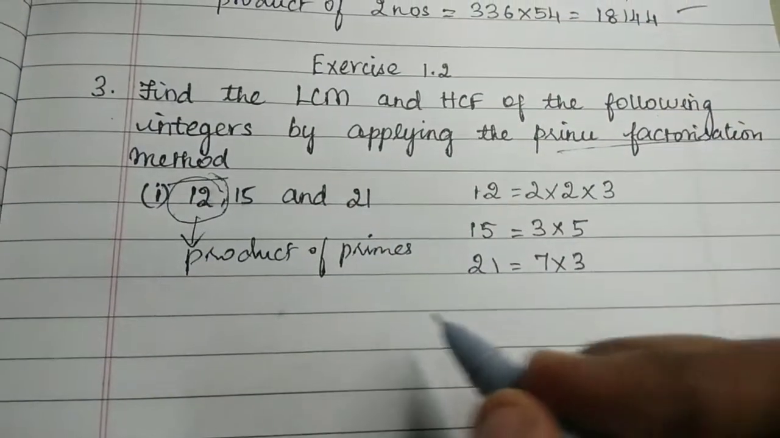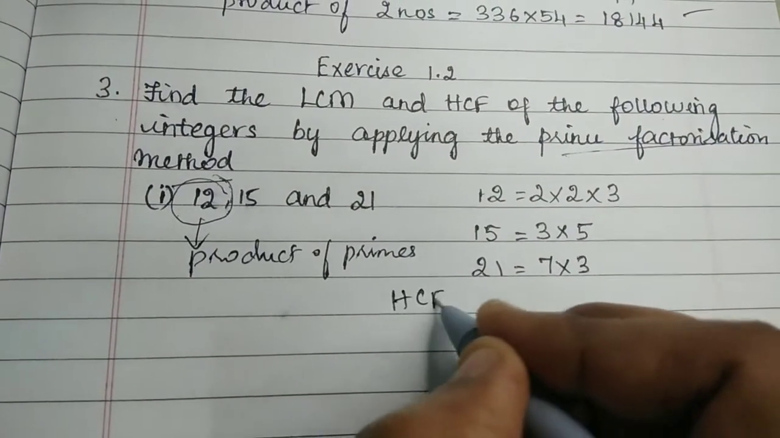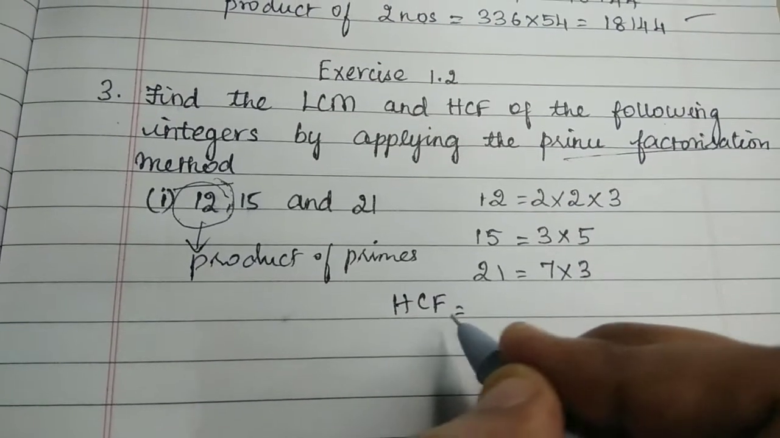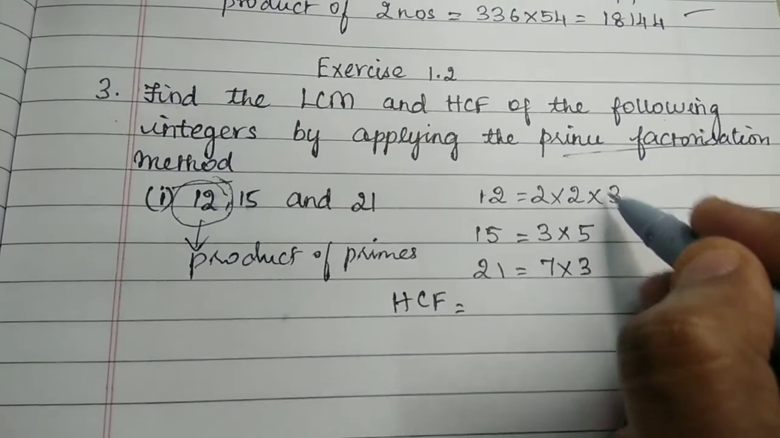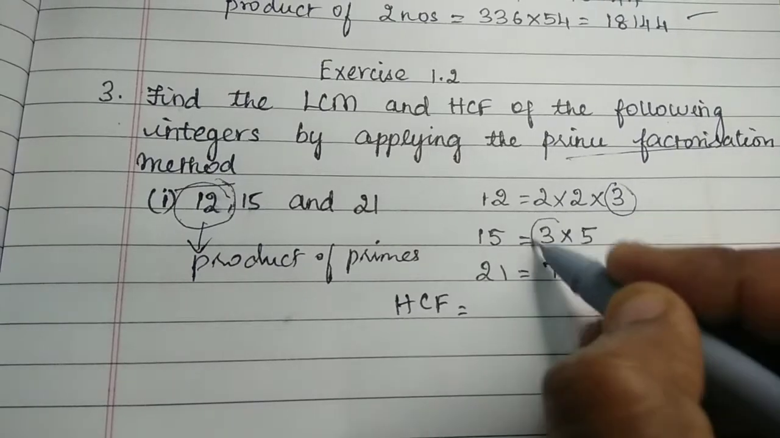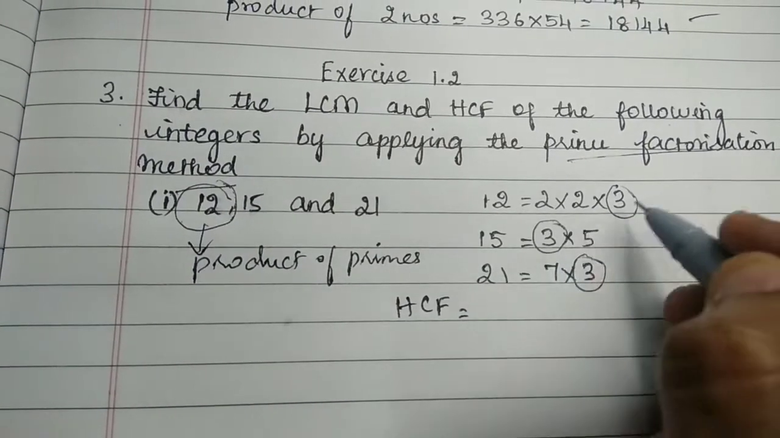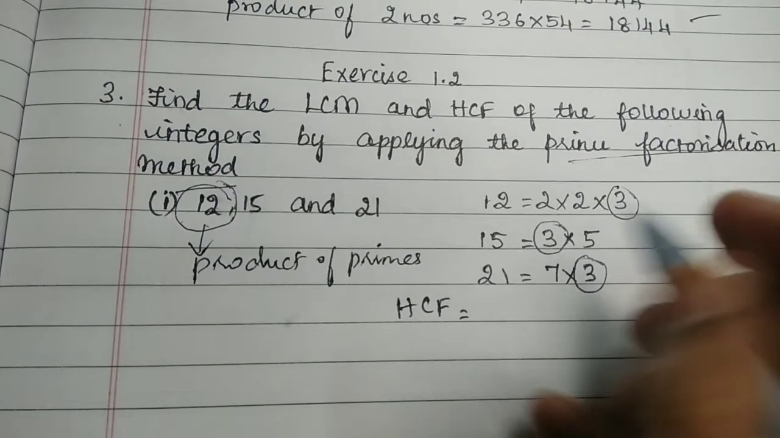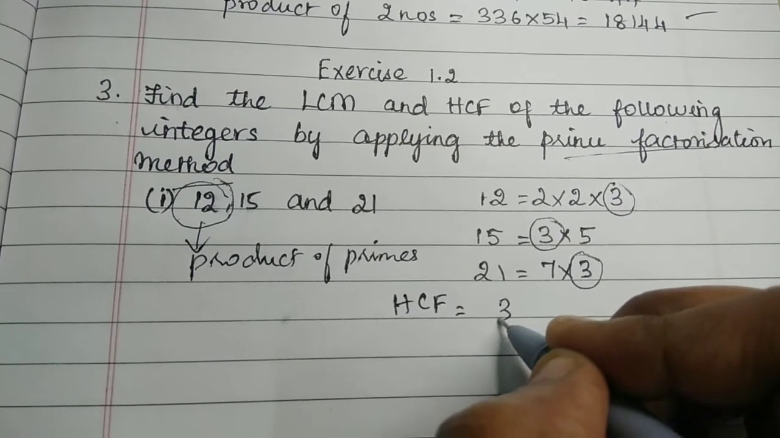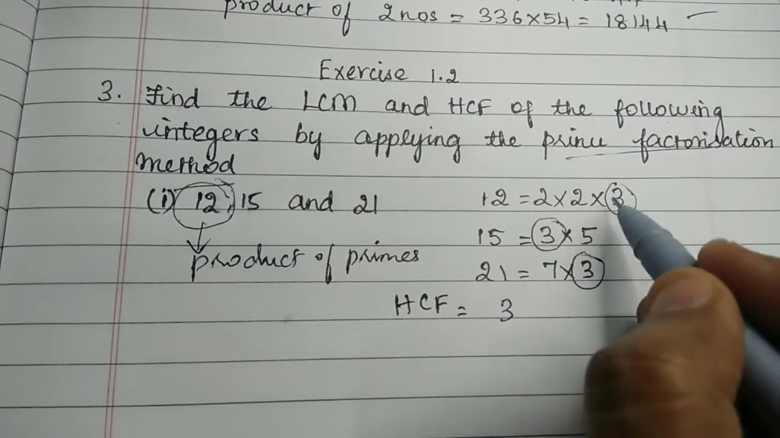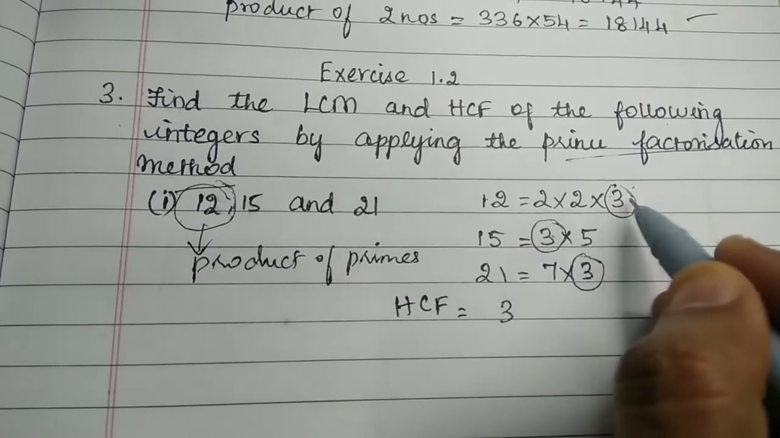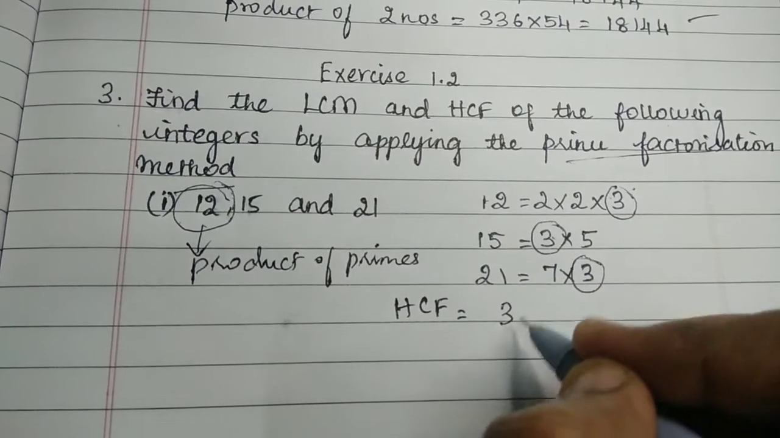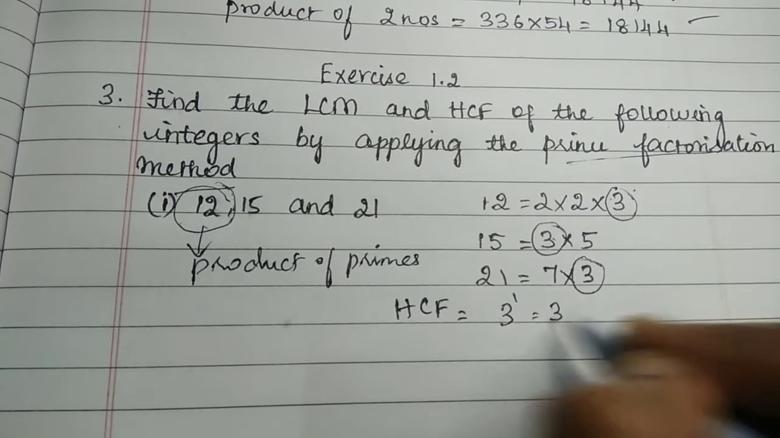Now we have to find the HCF. So what is HCF? You have to find the common factor. So the common factor in all the three numbers is 3, a common prime number, and you have to write the smallest power. So the smallest power of 3 in all the cases is 1. So it is 3 power of 1, which is nothing but 3.